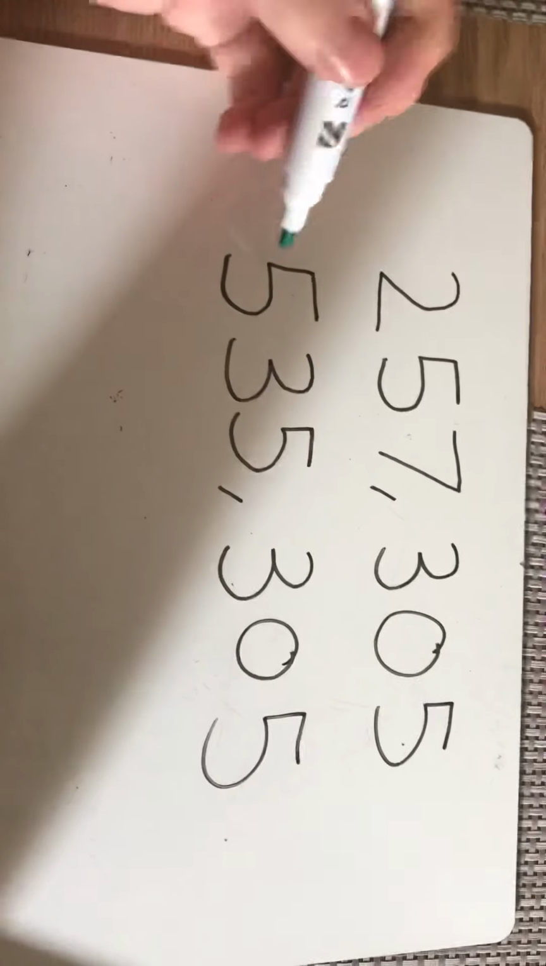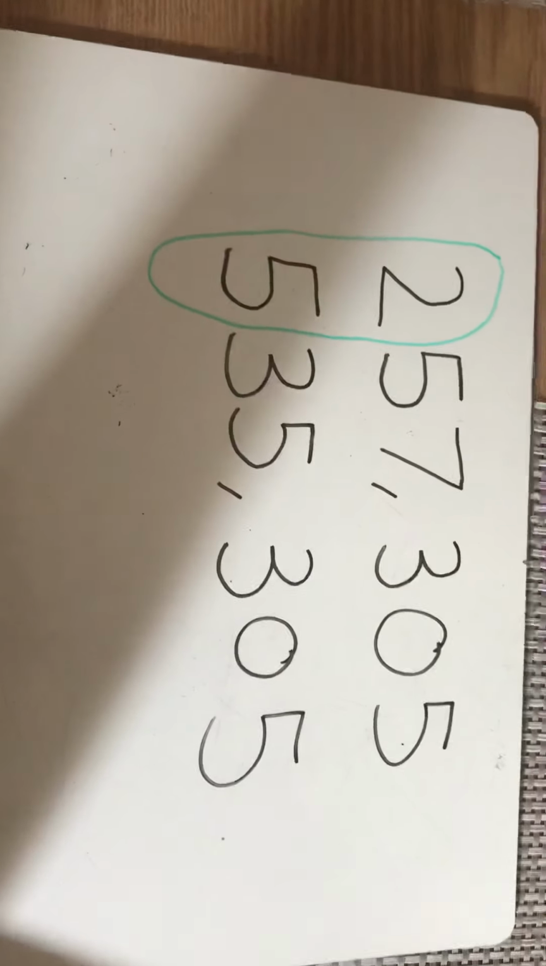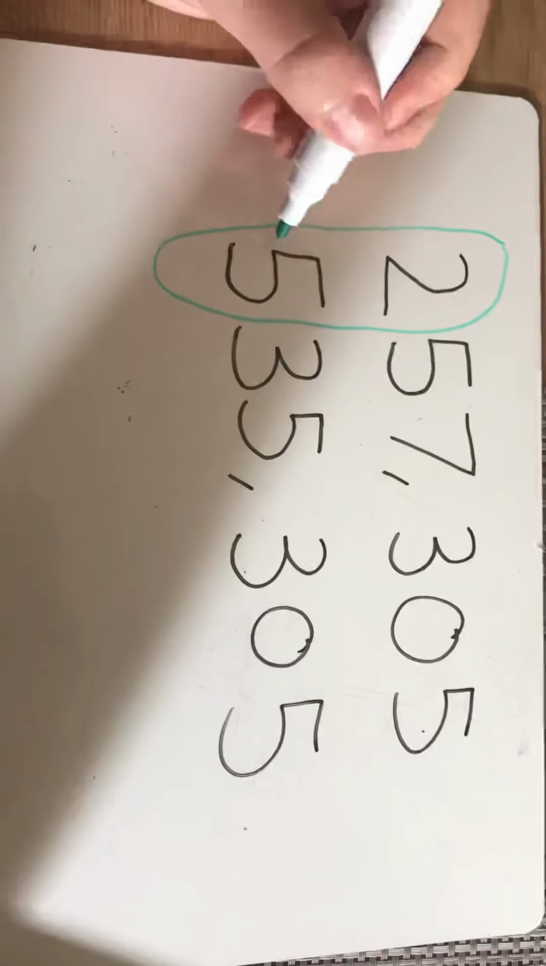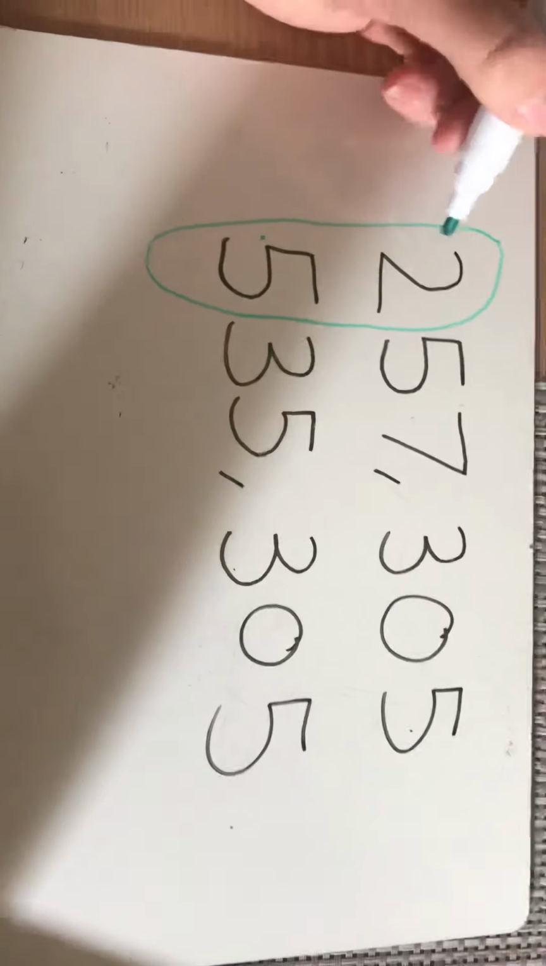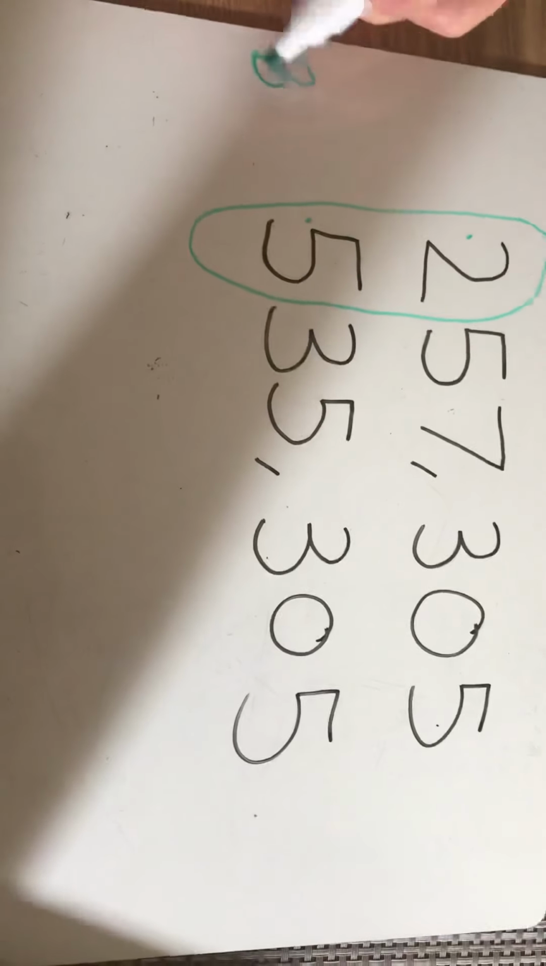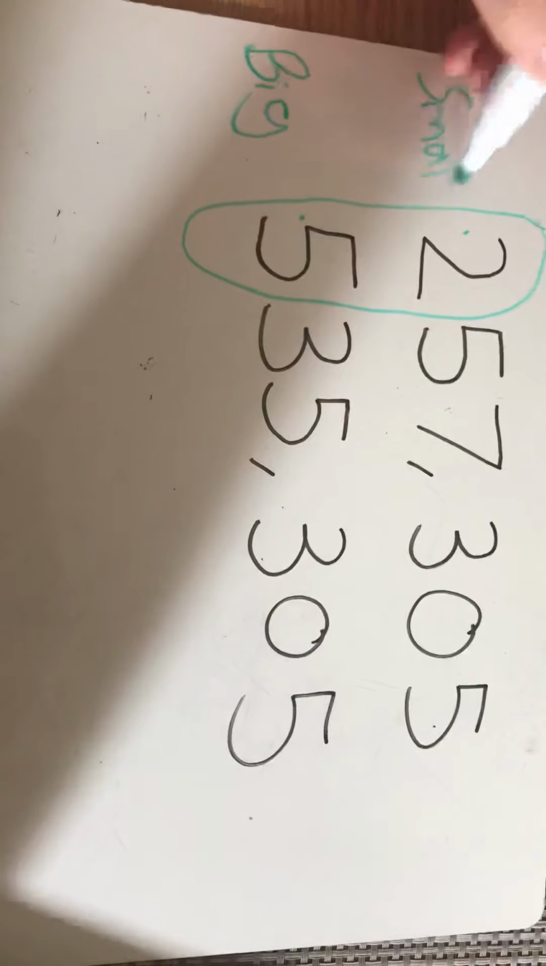I'm sure you've all got it. The most important column for comparing these two numbers is the hundred thousands. And I'm sure all of you can see that 500,000 is bigger than 200,000. So this one is the biggest, greatest, and this one is the smallest.